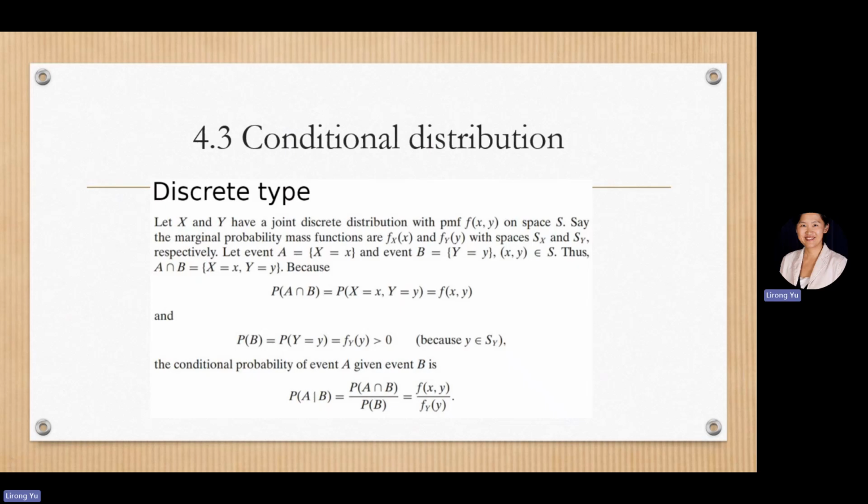The title for 4.3 is conditional distribution. So pretty much we're trying to look at relation now. Now, what does the conditional distribution do? We will have to find out conditional probability. So with conditional probability, you have one among the two variables that is given first, and we look at the impact of the other variable.